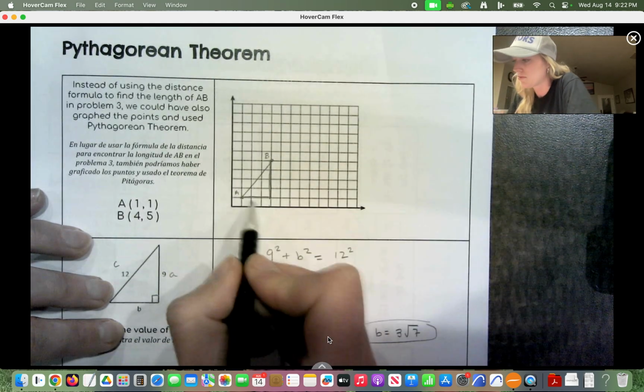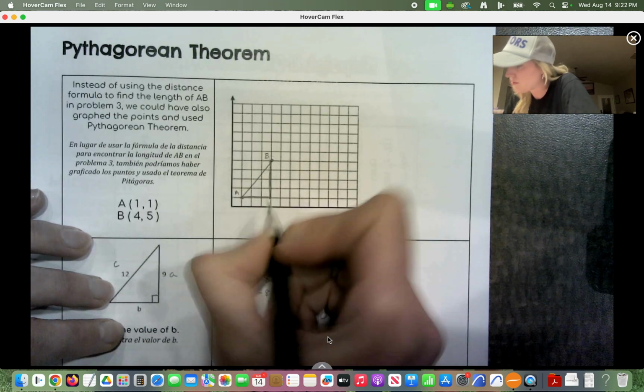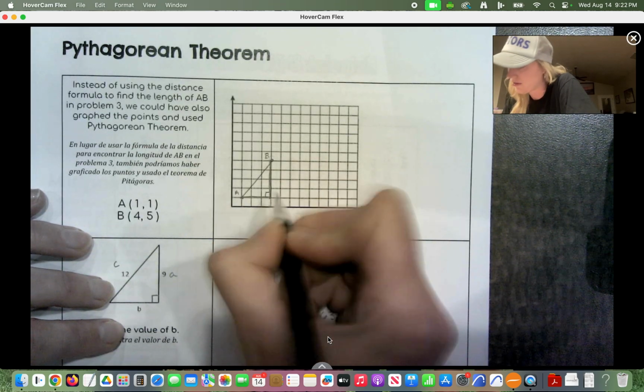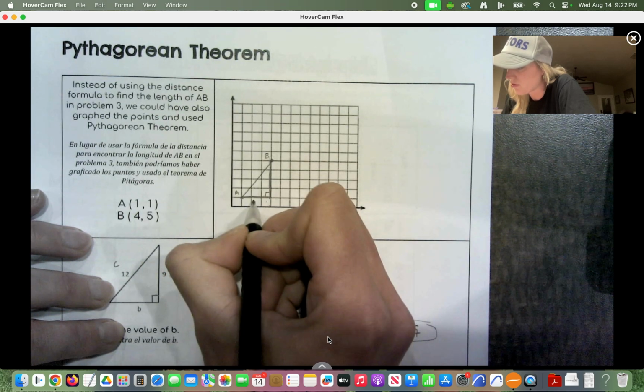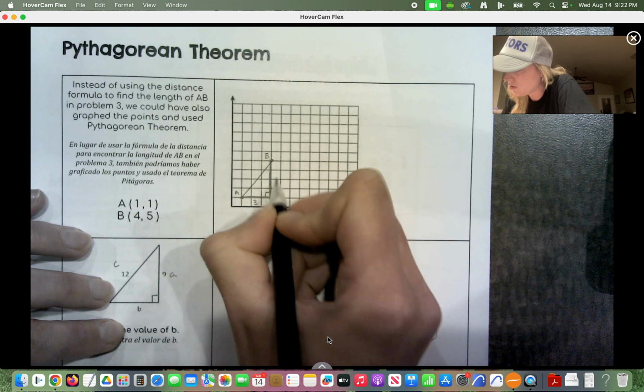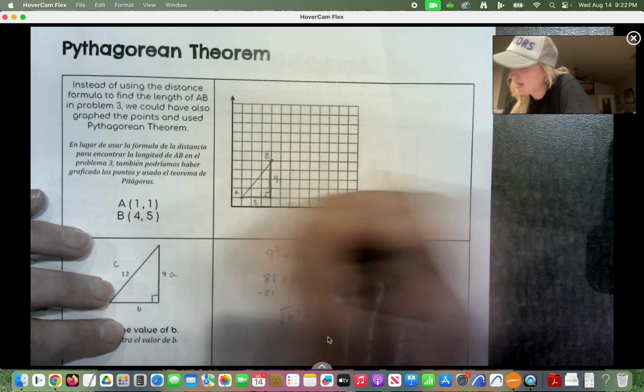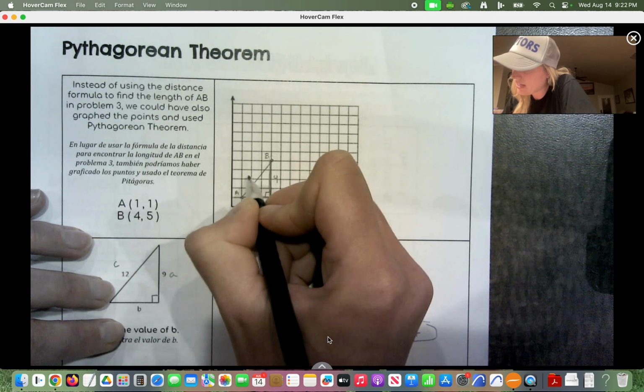I know it's a right triangle because I just drew a horizontal and vertical line, which are always going to form a 90-degree angle there. And then I can just count the spaces. So this leg has a length of 3. This length, 1, 2, 3, 4, has a length of 4. And then the length from A to B, that's the hypotenuse.